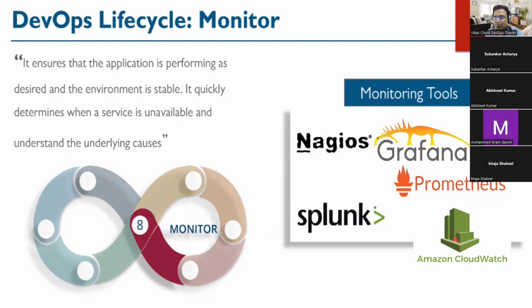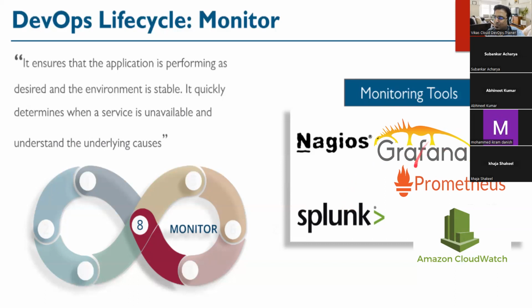Prometheus, Grafana. CloudWatch is also paid, but it has very good features. That's why we are using it. Splunk is also paid, but a little bit less chargeable, because some enterprise edition things will be chargeable. Prometheus and Grafana are 100% free.